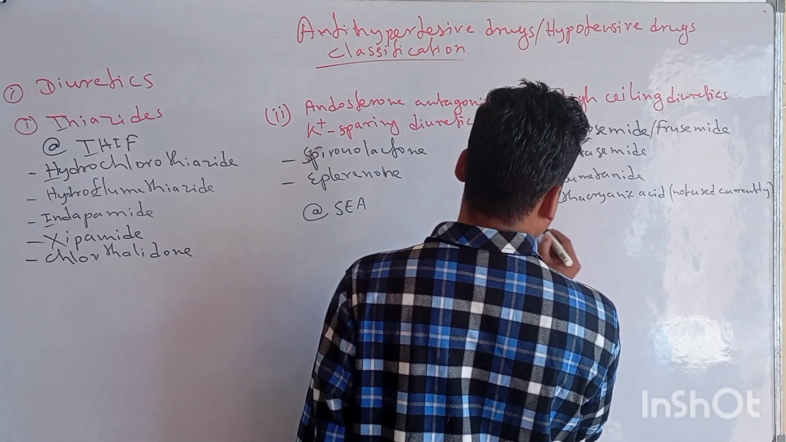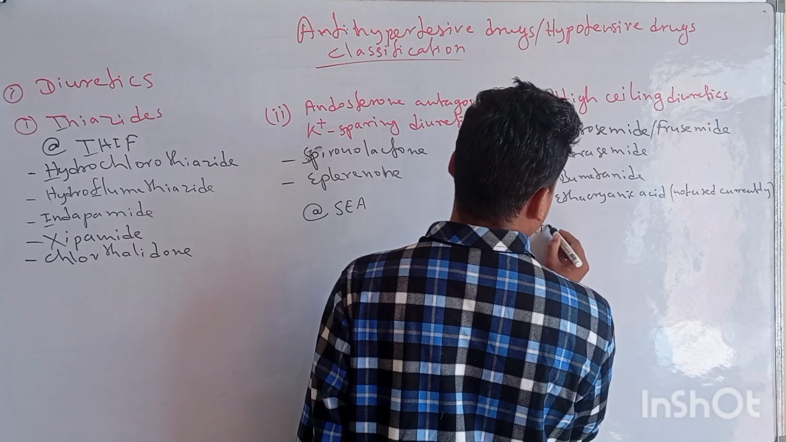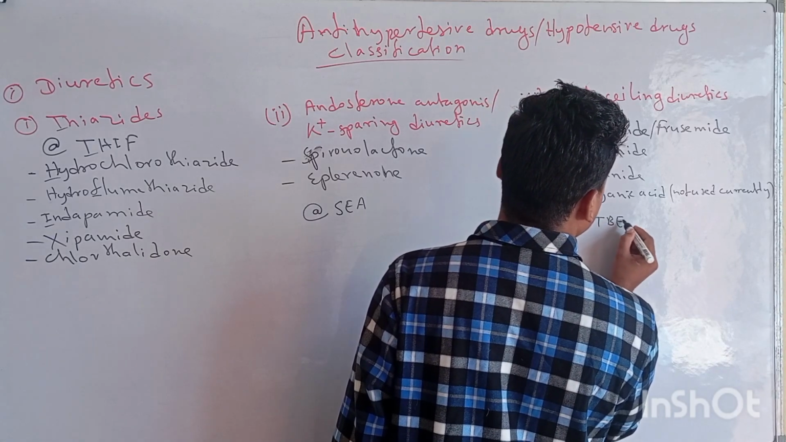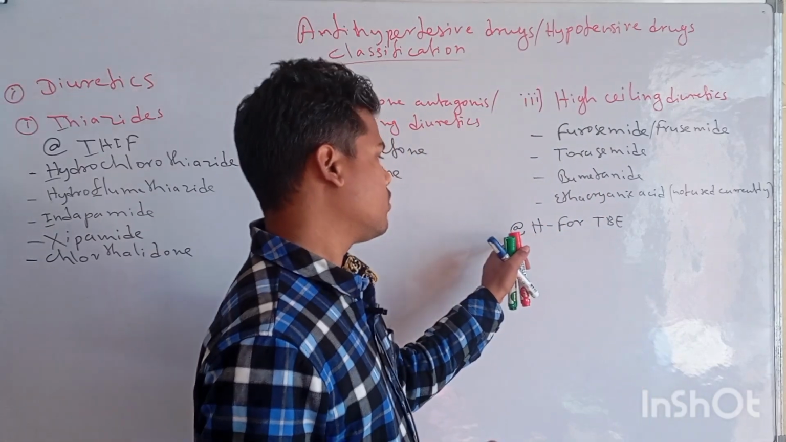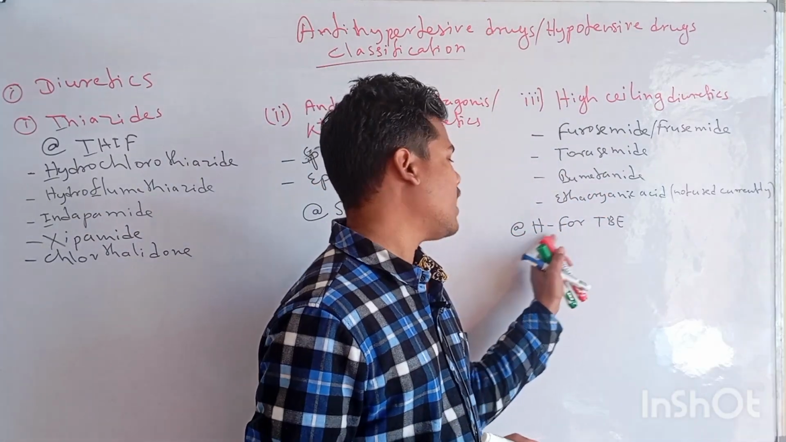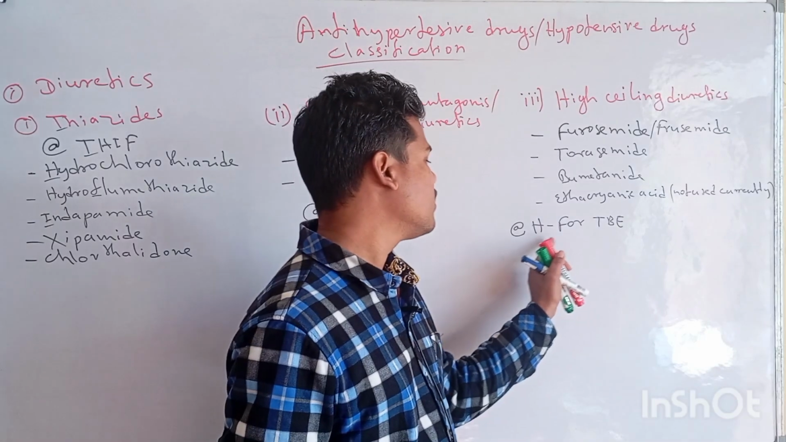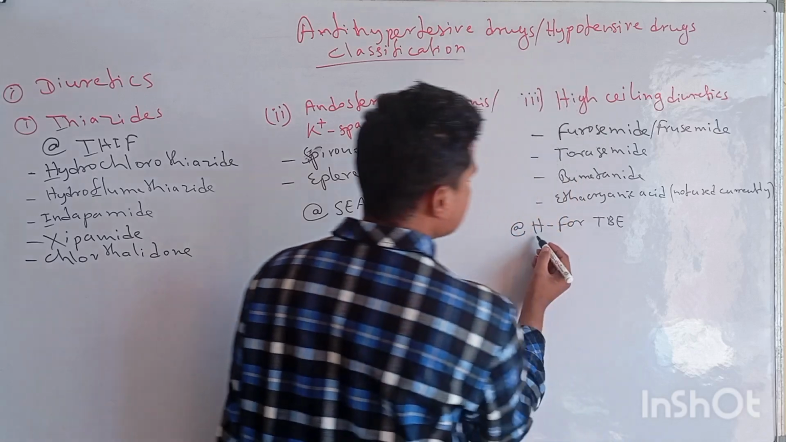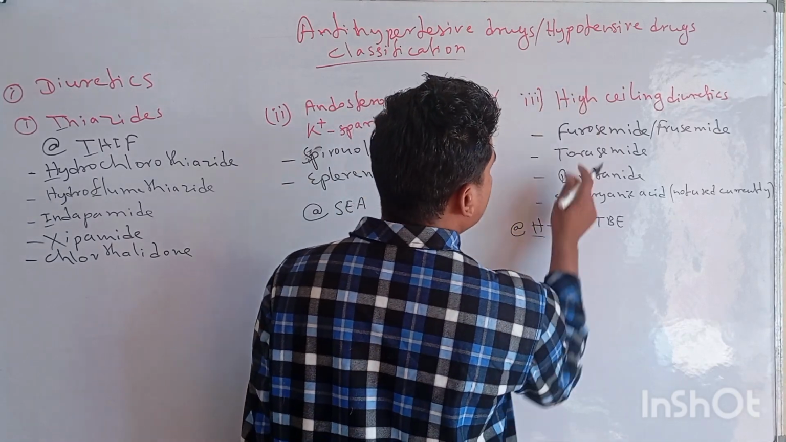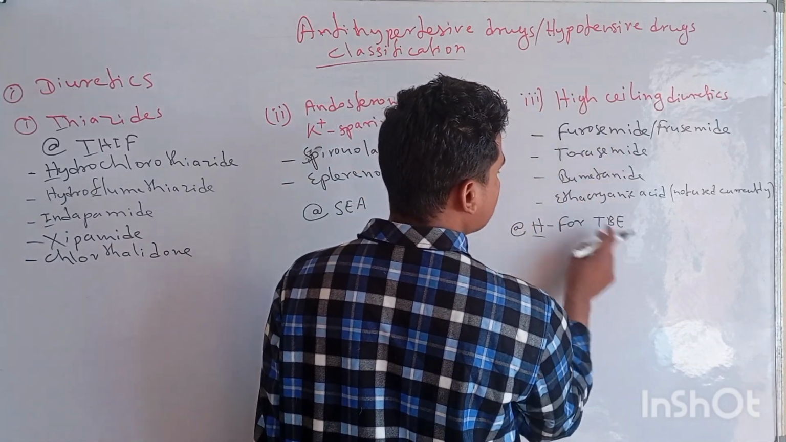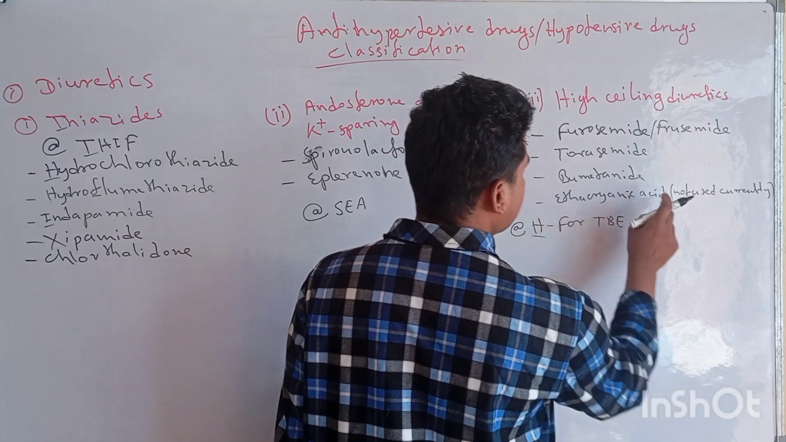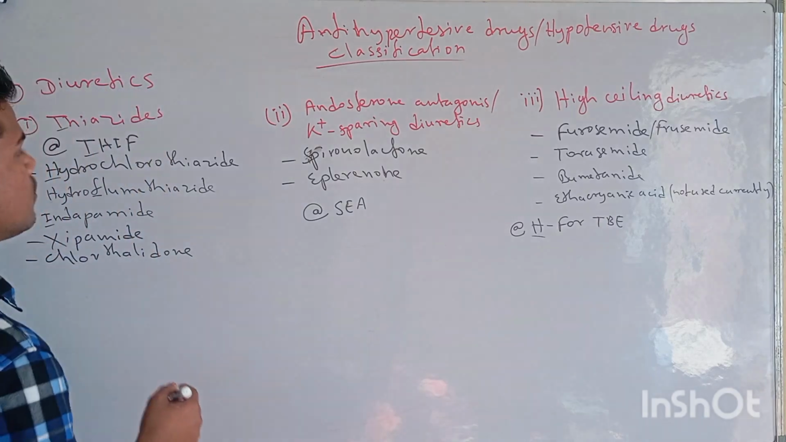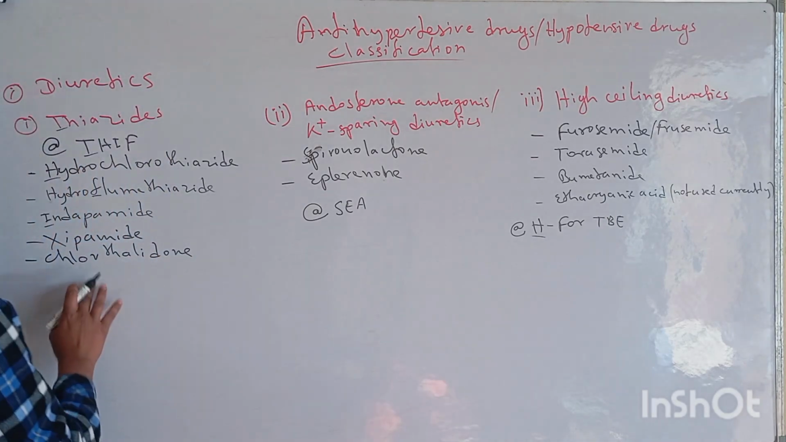So remember this as H4 TB, tuberculosis. Don't call H4 heroin. H4 TB, not heroin. This will stand for high ceiling: F furosemide, T torasemide, B bumetanide, and E ethacrynic acid. So these are diuretics.